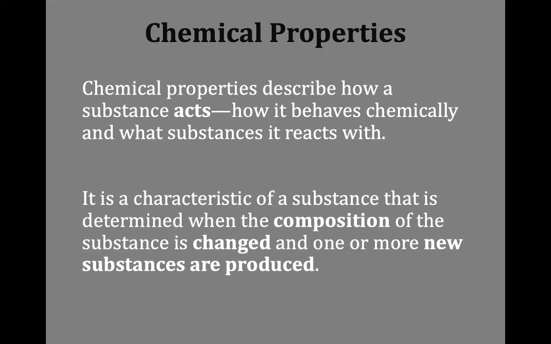So it is a characteristic of a substance that is determined when the composition of that substance is changed and one or more new substances are produced. We are looking at an object and seeing what happens when it interacts with other chemicals. We are describing what is happening as it's changing. So here are a few examples of chemical properties.